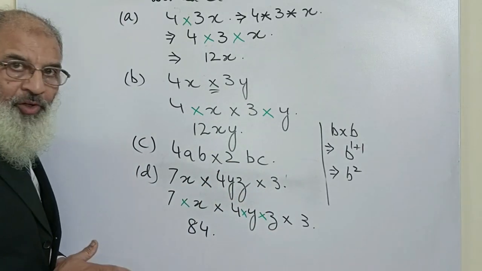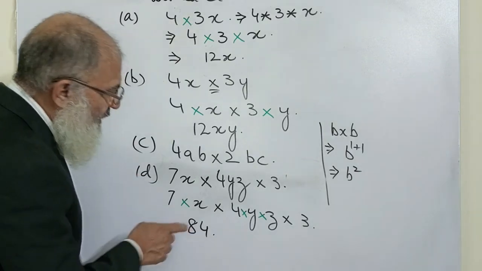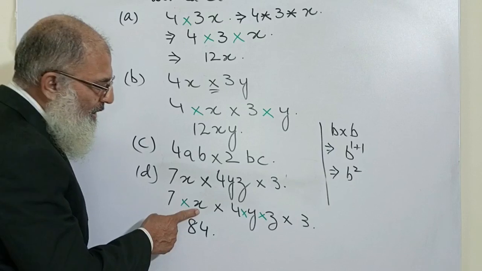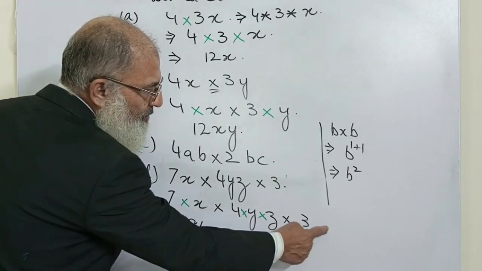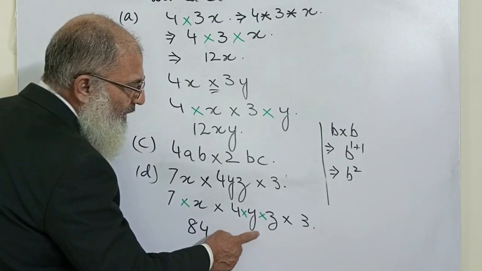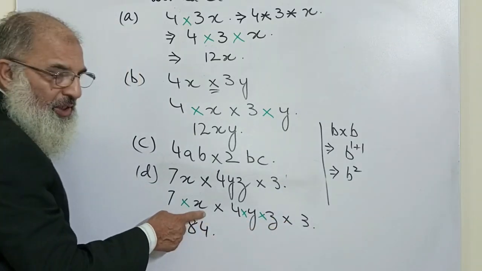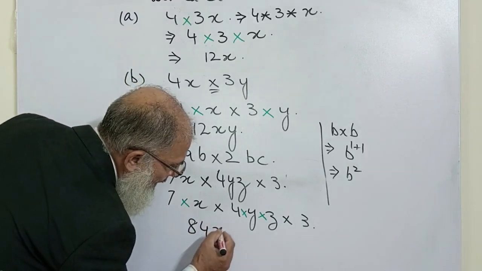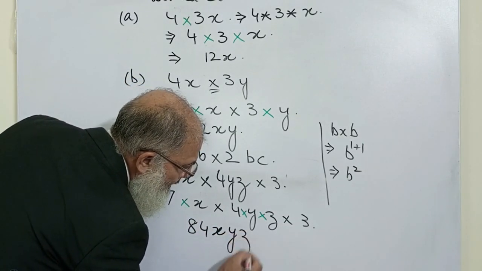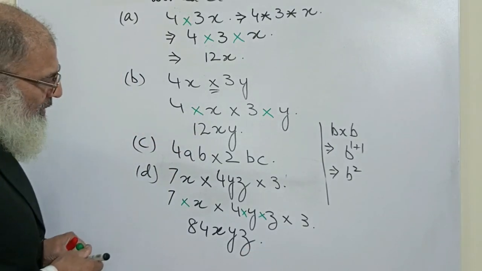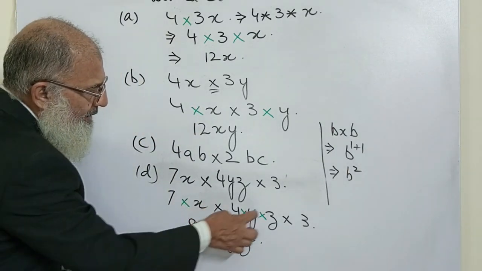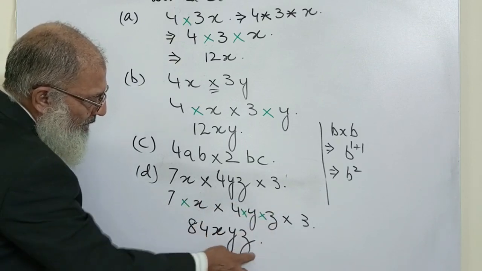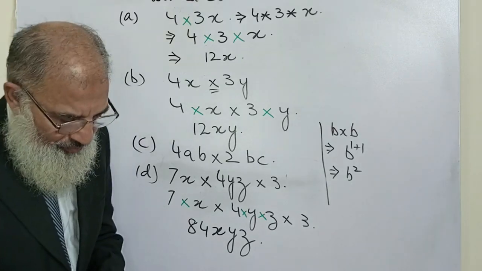Now for the variables, you see that we have x over here, we don't have x here. We have y over here, we don't have y here. So what we do is we write x, y, z, because all carry index 1. So it will be written as 84xyz.